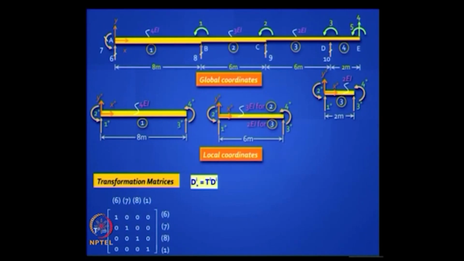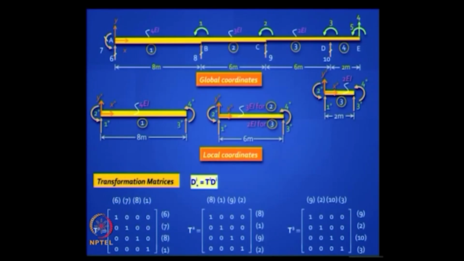So it is very easy. This is the first element. For the second element 8, 1, 9, 2. For the third element 9, 2, 10, 3, and for the fourth element 10, 3, 4, 5, that is it. Very easy, got it?